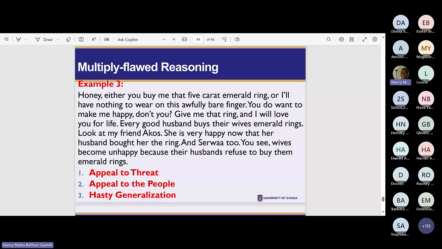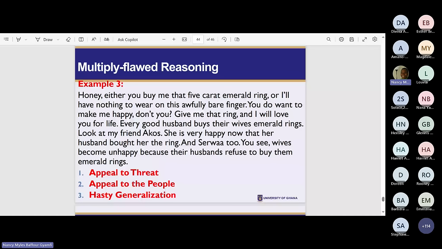The first line. Okay. The line that says, you do want me to be happy, don't you? And so the first line and the second line mixed together is actually using the consequences of his buying the ring to insist on his buying it. Buy it so that I'll be happy. And that is appeal to threat. It's subtle, but it is there.